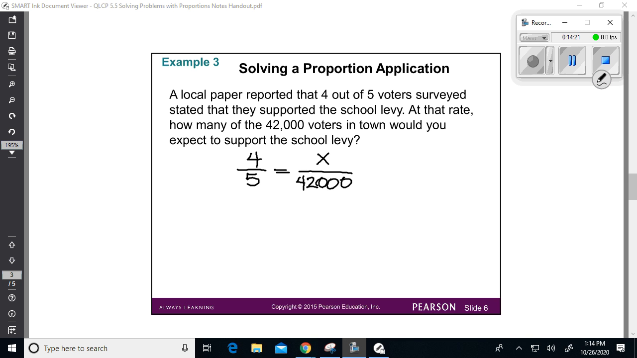A local paper reported that 4 out of 5 voters surveyed stated that they supported the school levy. So 4 out of 5, so 4 yeses out of total. Okay? I'm fine with that. At that rate, how many of the 42,000 voters in town would you expect to support the school levy? So I 100% agree with that setup.